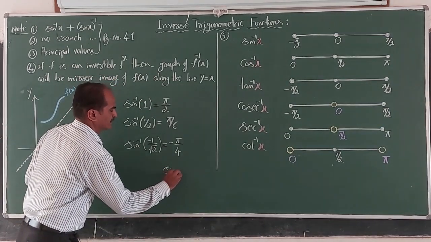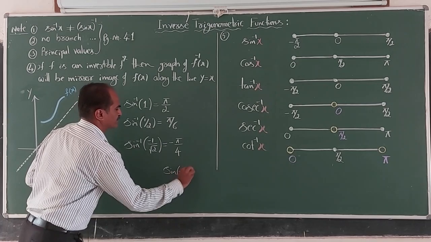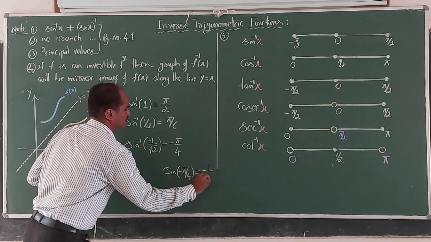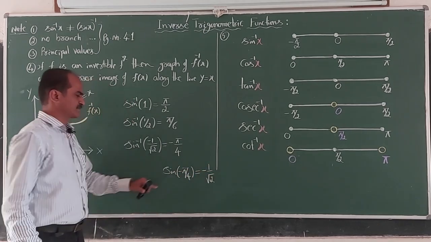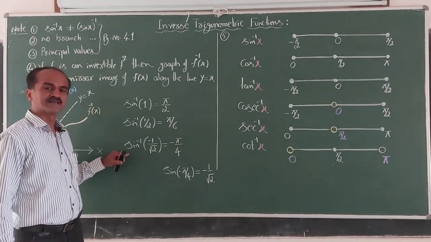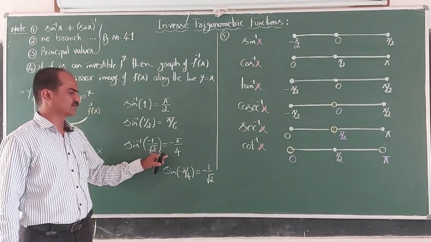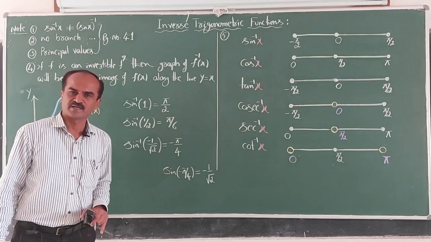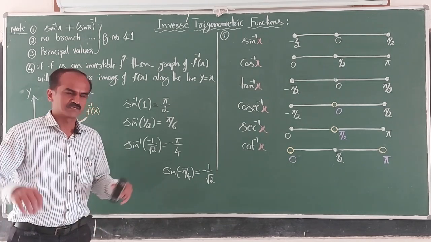Because we know that sin of minus pi by 4 is minus 1 by root 2, using the inverse function rule, it can be written as sin inverse of minus 1 by root 2 is equal to minus pi by 4.